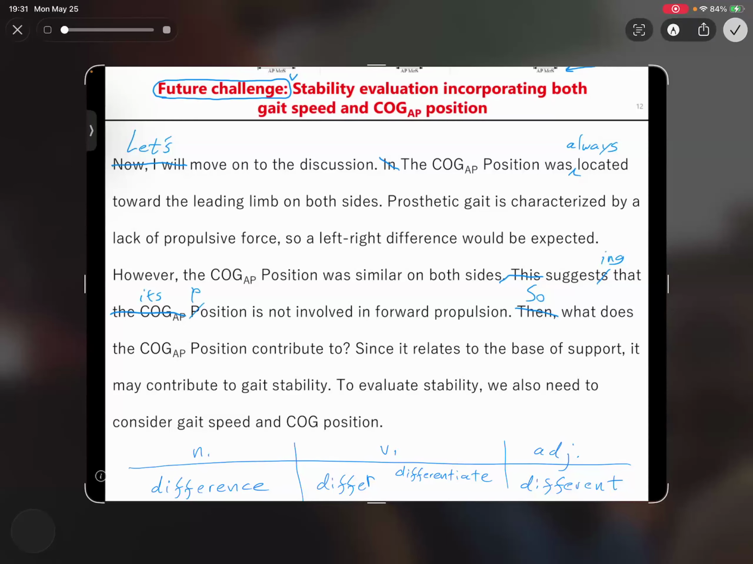To evaluate stability, we also need to consider gait speed and COG position. Any questions? No.